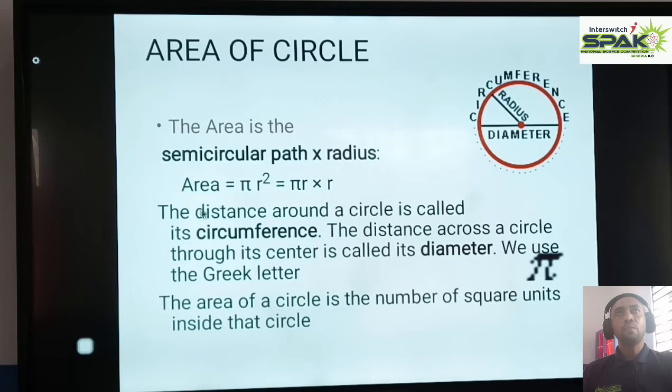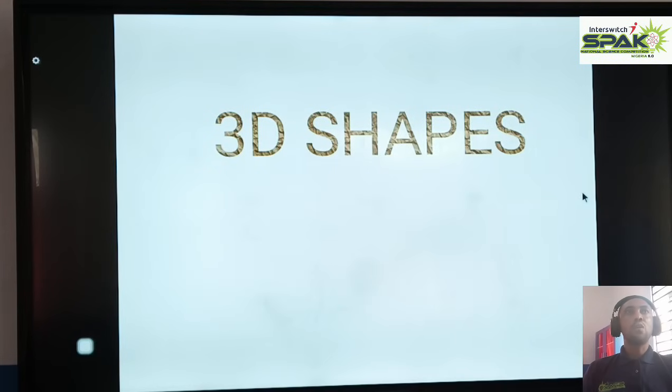So pi r squared is the formula to find the area of a circle. The distance around a circle is called its circumference. The distance across a circle through its center is called its diameter. And we use the Greek letter pi for the ratio of the circumference to the diameter. So pi is circumference divided by diameter. And the area of a circle is the number of square units inside the circle. So that is about the circle.